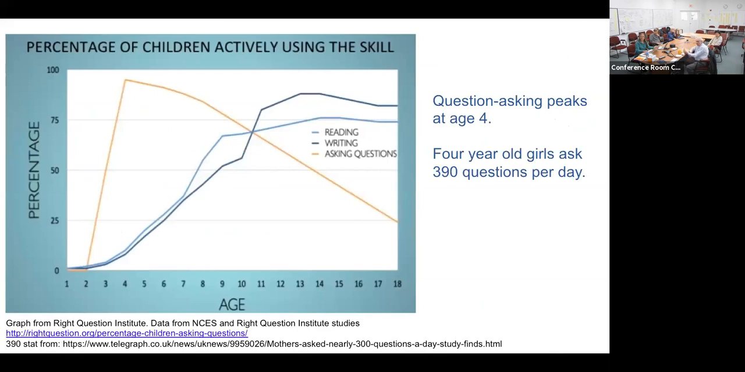Now, it turns out this is a data set from the Right Question Institute, and the horizontal axis is age, and the vertical is percentage of children actively using various skills. As students go through the formal education system, their use of reading skills and writing skills ramps up. However, their use of question-asking skills, according to this data set, ramps down. Those of you who are parents are familiar with this peak where preschoolers ask question after question after question: why?